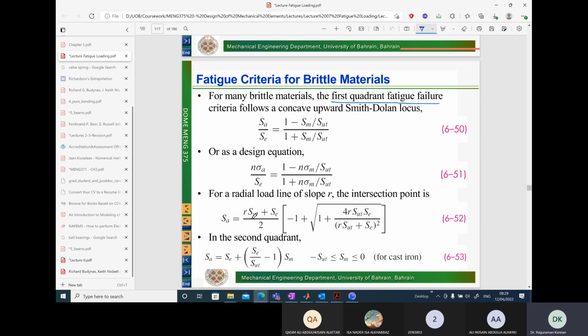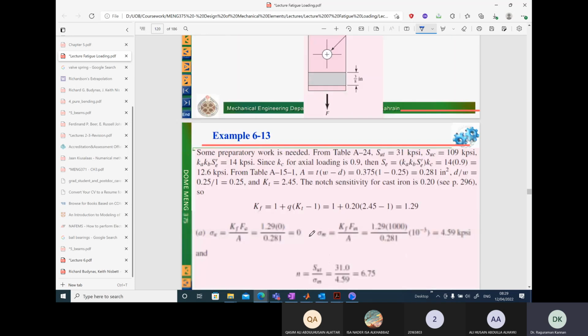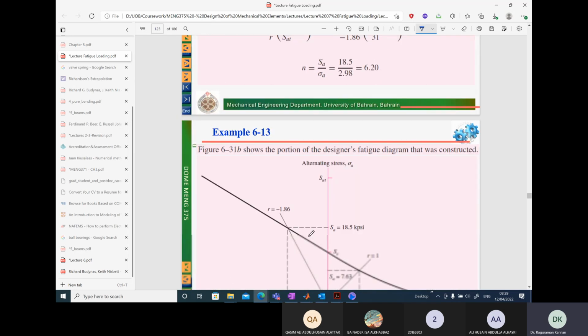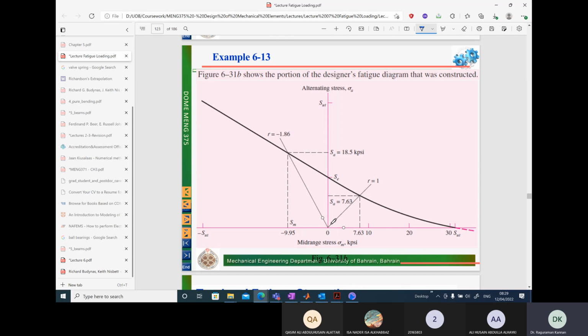Because we want to figure out the factor of safety graphically, we can use this. Again, what is the radial load line? Go back to the graph here in the first quadrant. This is the radial load line.